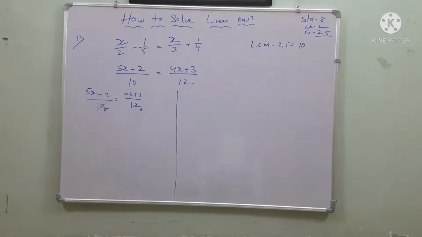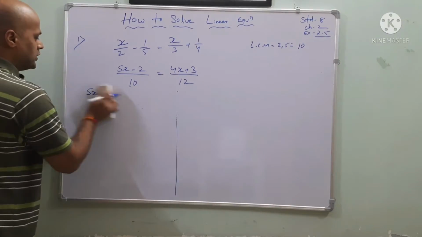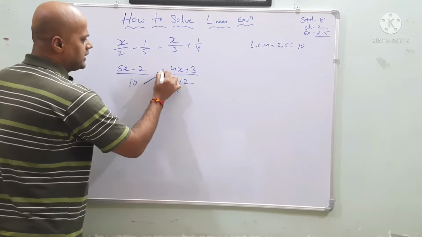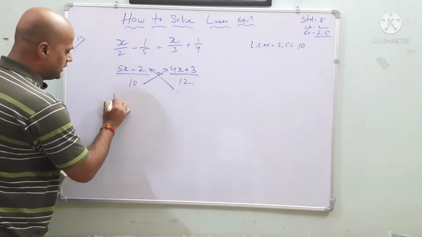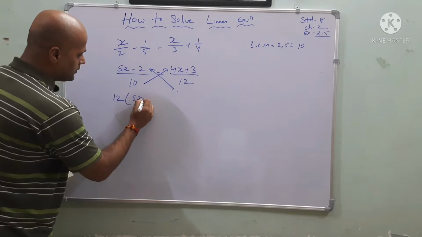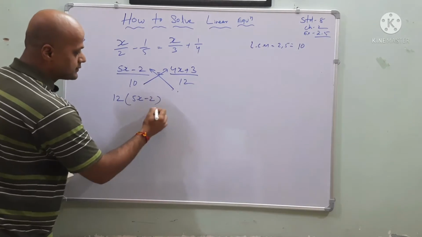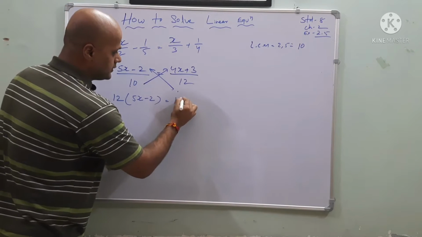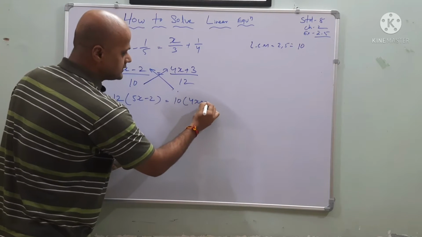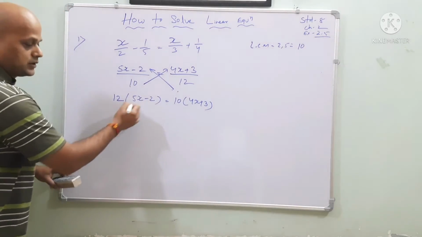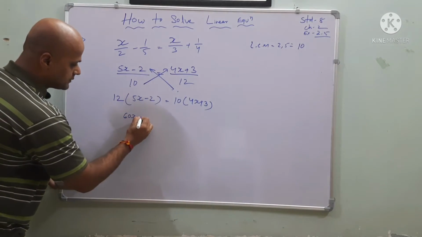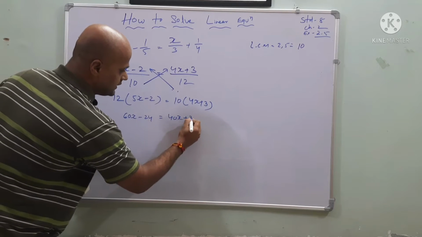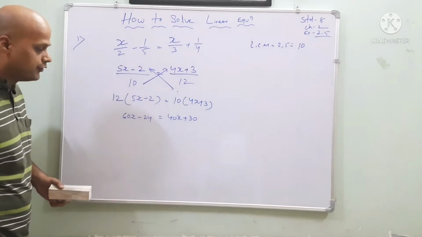So go for the cross multiplication. If you are comfortable with cross multiplication, then go for it. What is that? 12 multiplied by 5x minus 2 is equal to 10 multiplied by 4x plus 3. Now 60x minus 24 is equal to 40x plus 30. Yes or no? Good, very good.